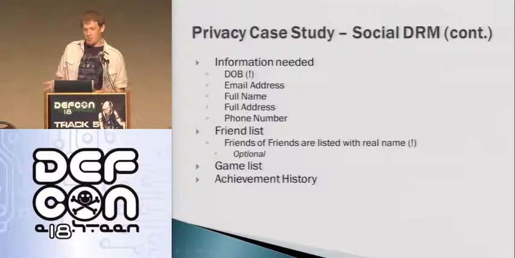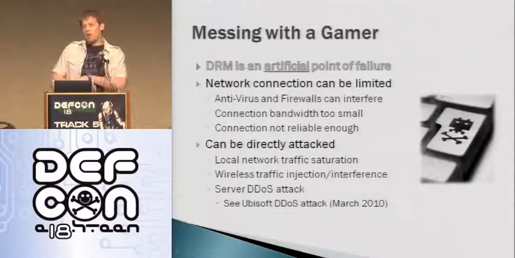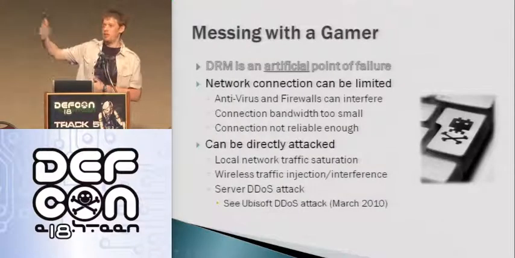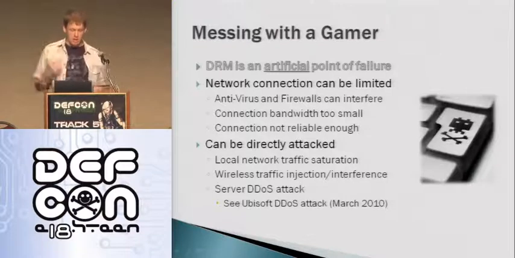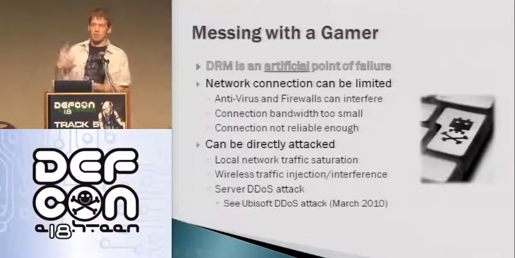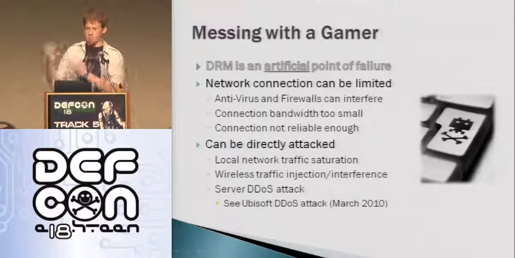The other thing obviously here is, as this grows, and we have seen this with Steam, you've got a game list. So there's some additional information here. And then you've got an achievement history, because achievements are all hip. Now, looking at this social media and all of the DRM that we have talked about, it's relatively straightforward to mess with a gamer, as we've probably already seen.